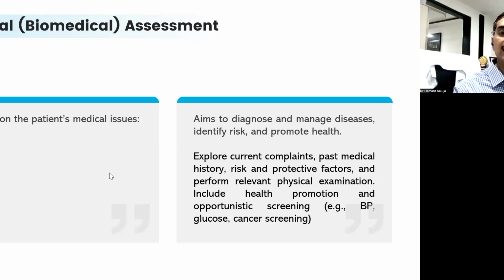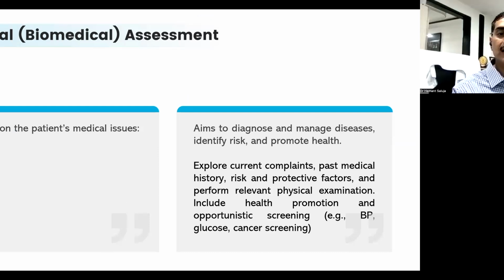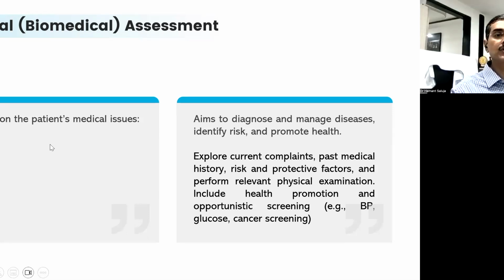One is the clinical assessment, which is called the biomedical assessment, in which we focus on the patient's medical issues. All the clinical examination is done in this, and we diagnose, and it helps to manage and identify the disease. All the histories are taken in this, protective factors are considered, and relevant physical examination is done. We also do opportunistic screening, and health promotion is done in clinical assessment.